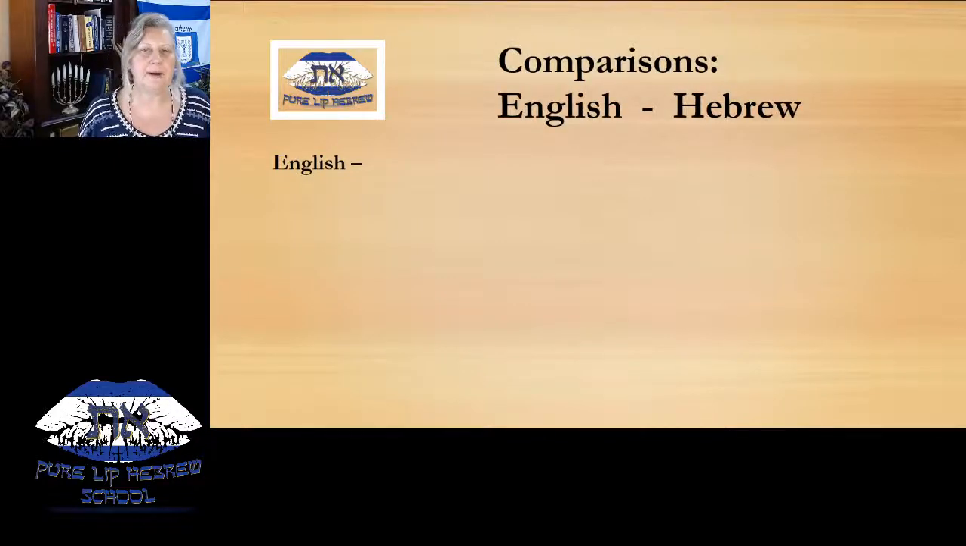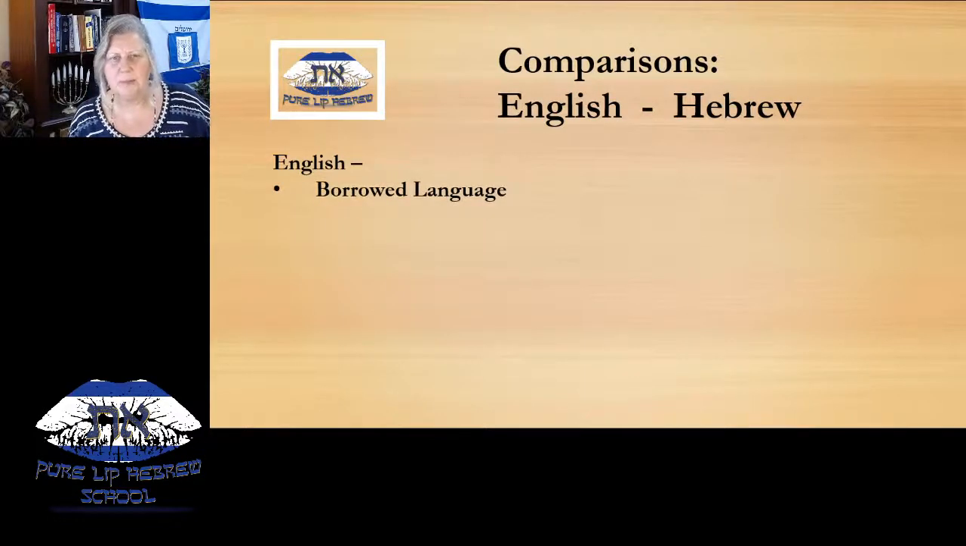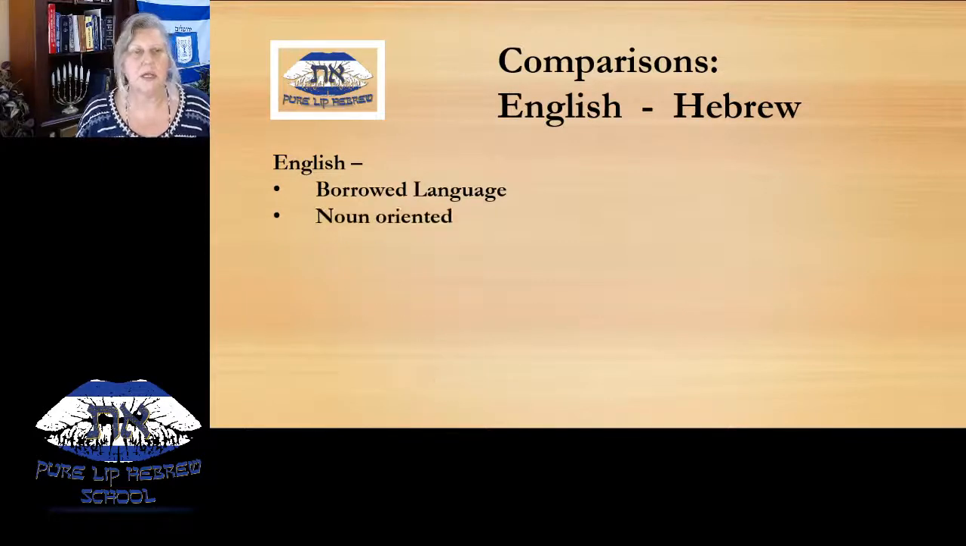Let's look at some comparisons. English is made up of many languages, so it's very confusing. They say it is the hardest to learn. English. First one, English is a borrowed language. It's made up of multiple languages. It's noun oriented. That's something to meditate on.